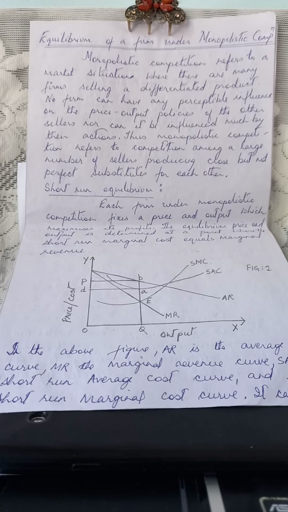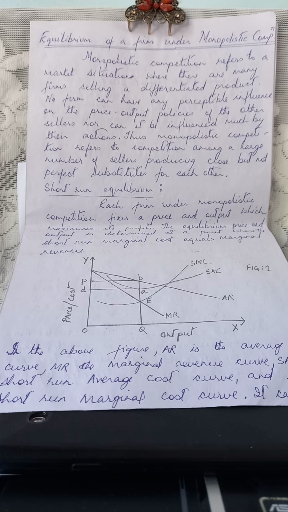So welcome back students. Now we will pick up another market form, that is monopolistic competition. Here we will talk about how a firm under monopolistic competition reaches its equilibrium. So first again, what is this monopolistic competition?